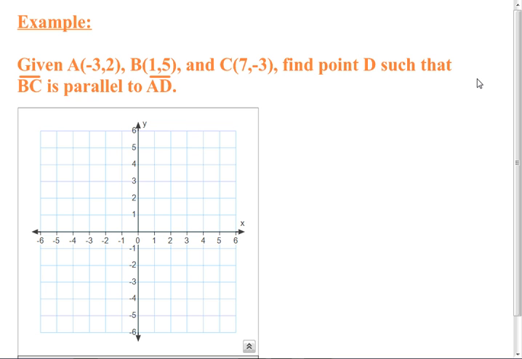Guys, if you have problems, graph them. So let's graph the points so we get a feeling for what's happening here. Okay, so A is at -3, 2. I'm going to label it. B is at 1, 5.